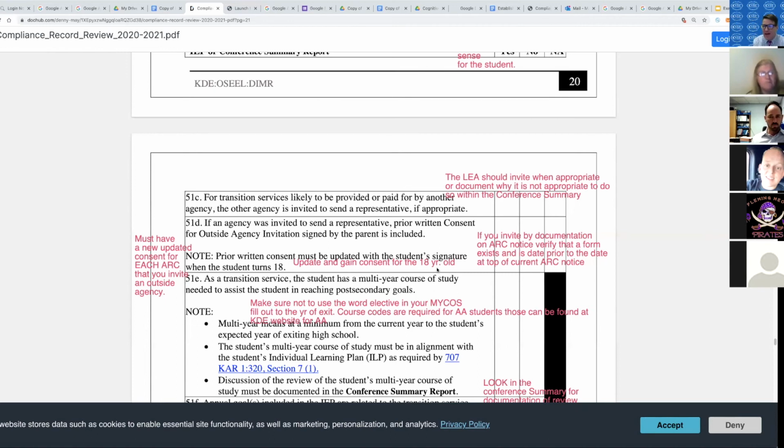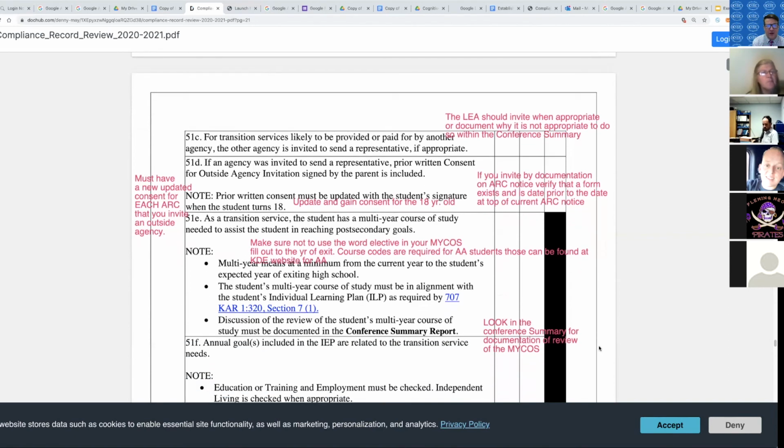So if you invite voc rehab junior year and then you turn around and invite them senior year, it's a good likelihood you're going to have to do an update for the 18-year-old as well as a new notice or a new consent from the parent at that point. Or if they're 18, you would have to get consent from the student and not have to have it from the parent. So must have a new updated consent for each ARC that you invite the outside agency.